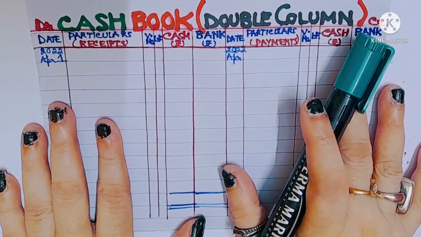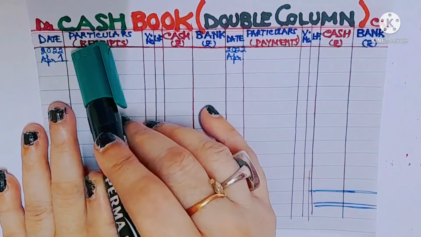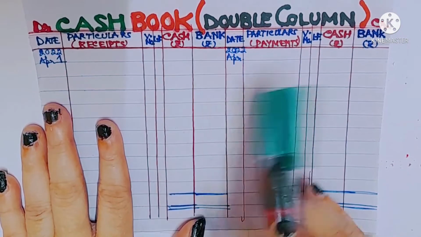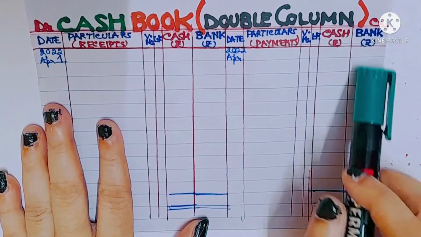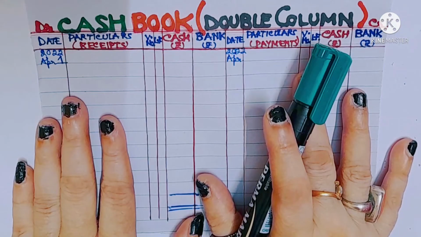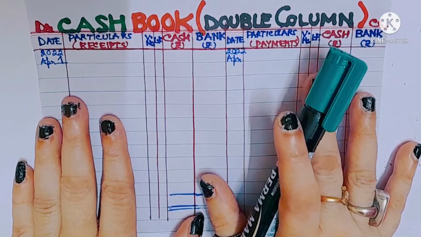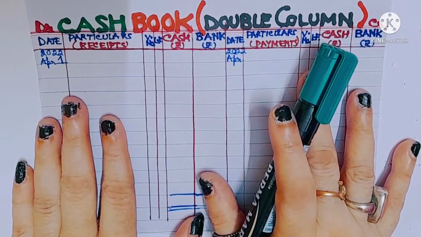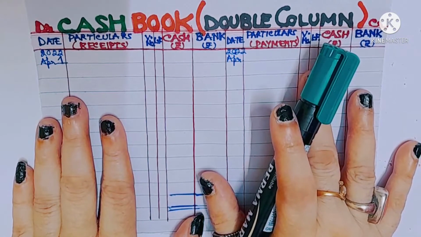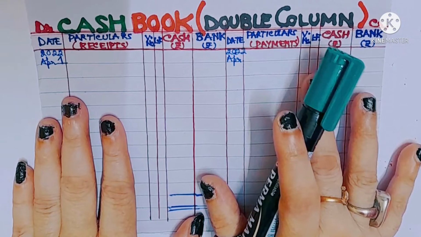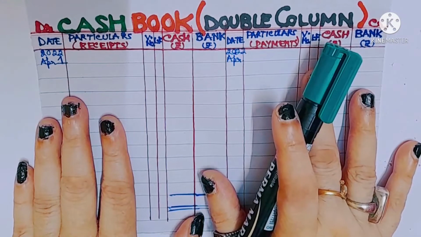And all checks received are recorded on the debit side in the bank column, and all checks paid are recorded on the credit side in the bank column. And please remember, the cash column will always show a debit balance, but the bank column may show a debit balance or a credit balance. If the bank column shows a credit balance, it is known as overdraft or bank overdraft.